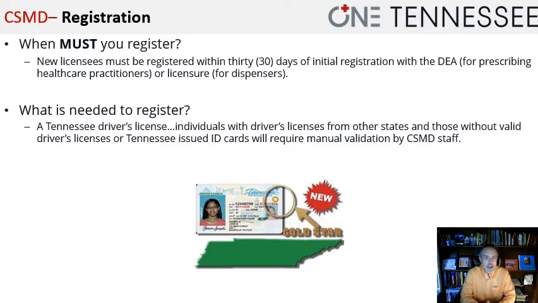This might be trivial, but if you work in a hospital setting or a large clinic and you're working with patients and you don't physically pull the CSMD reports yourself and someone else does that, make sure that they're registered as one of your extenders by giving them your driver's license number so that they can be linked to you.